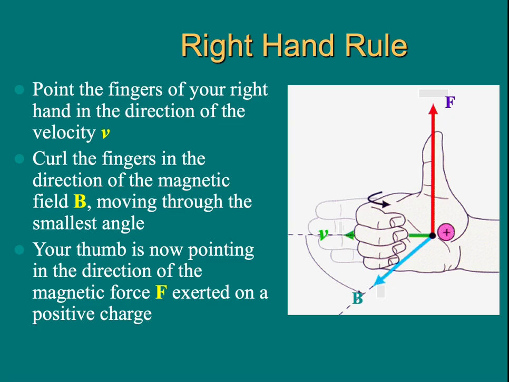Now, what's going to happen if a negative charge is moving in the same direction as shown? We'll still use this right-hand rule. We'll put our forefingers in the direction of the negative charge moving, curving into B, and my thumb will be pointing up. Now, I just need to remember the direction of magnetic force on a negative charge is in the opposite direction of my thumb.